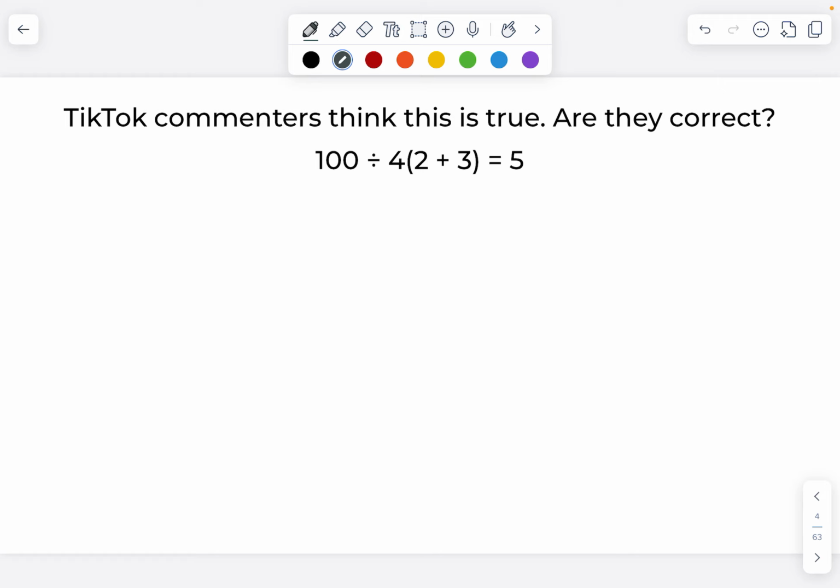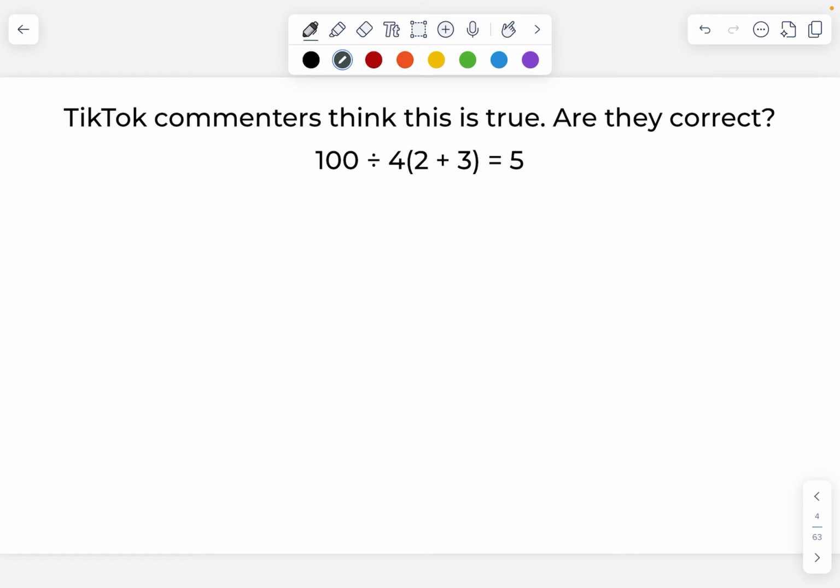I know we all have different TikTok feeds, but being someone who likes math and someone who is a teacher, I get a lot of education and math related content. And every now and then something like this will pop up where people are fighting in the comments over the correct answer. So I want you to take a second, okay? Try to do this without using your calculator, all right? And I want you to figure out if you think this statement is true or not.